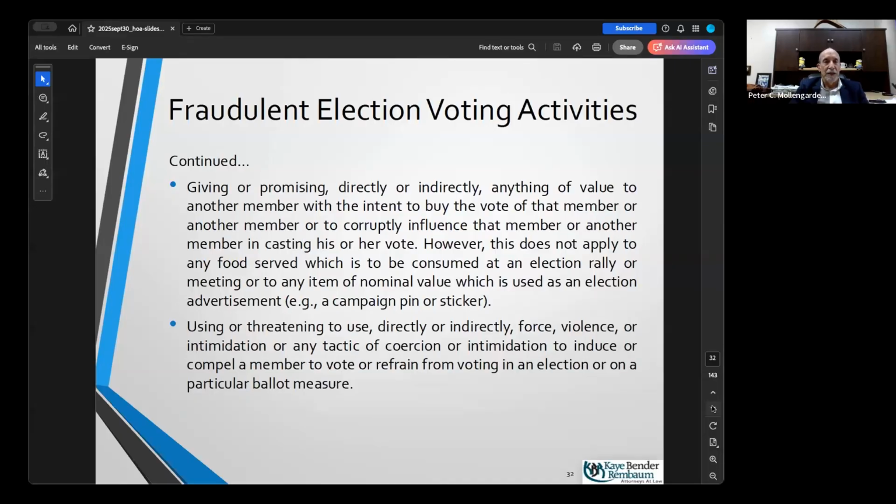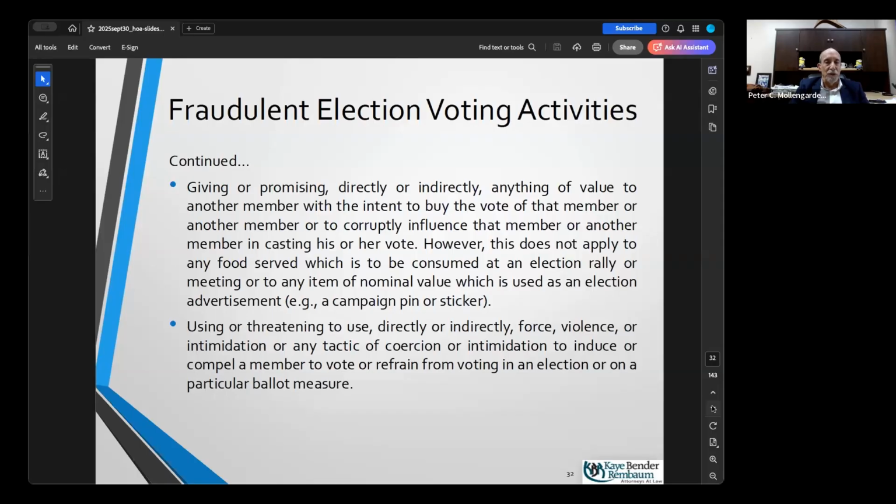More of them. Giving or promising directly or indirectly anything of value to another member with the intent to buy their vote. This does not apply, though, to any food served which is to be consumed at an election rally or meeting. So if you're going to have a vote for me and serve donuts, you're okay, as long as they're eating them at the rally or meeting, or to any item of nominal value, like a campaign pin or a button or something.